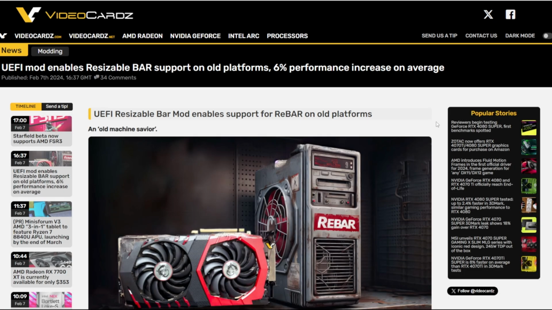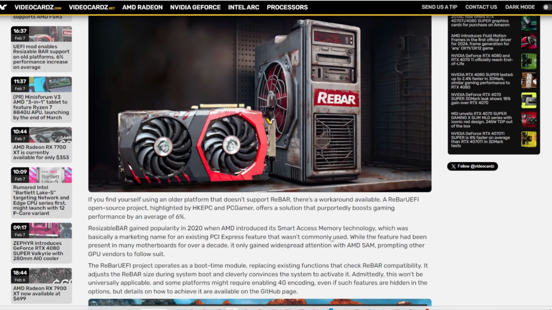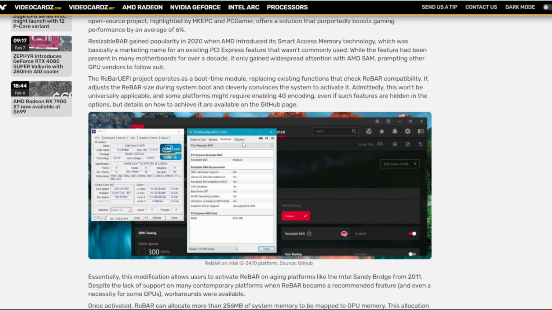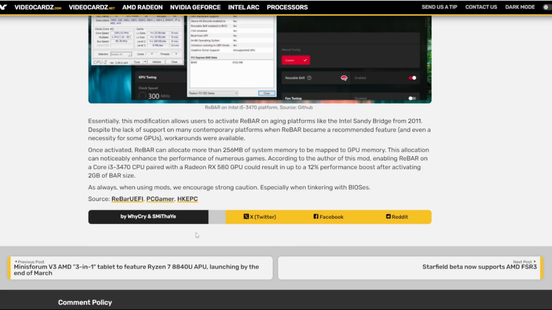And next is another good news. You can use resizable BAR on every CPU and GPU combo. Even with your third generation i5, like the i5 3470 or something. You can also use it with the RX 580, probably a 6 to 7 year old card. Although this is not official support, this is a UEFI mod. It means someone developed a BIOS mod that, after installing, allows your system to use resizable BAR.